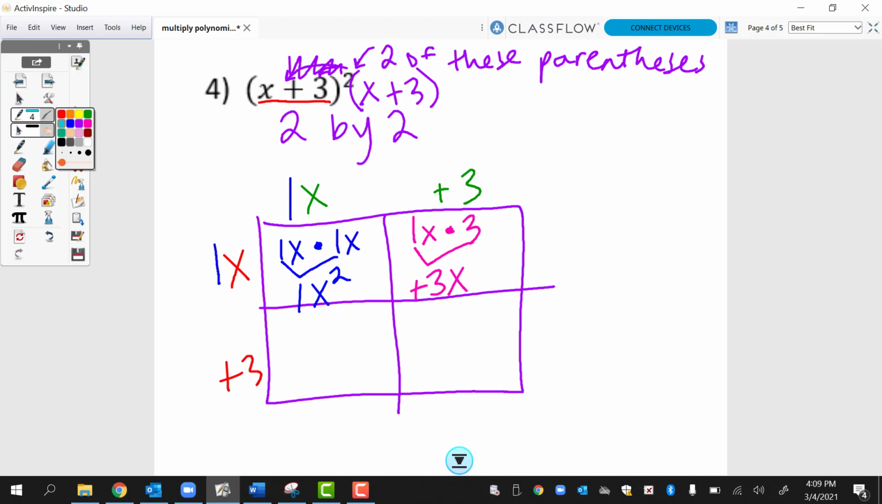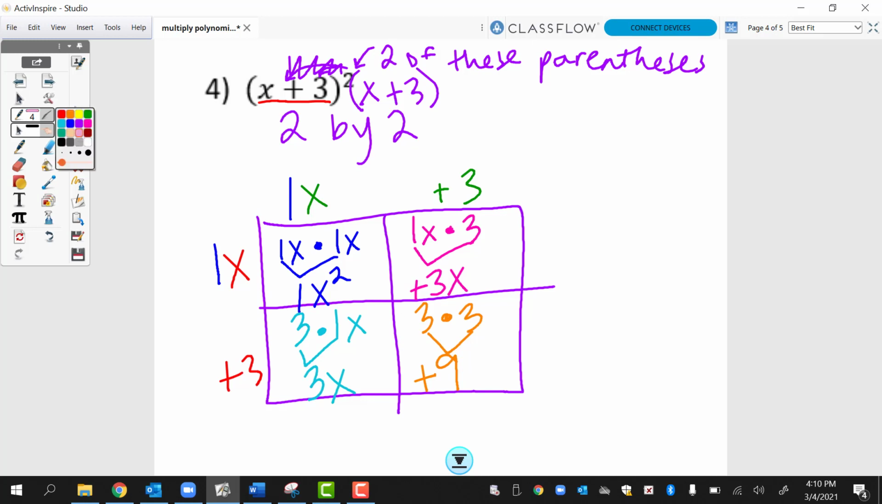Down here we got a positive 3 times a positive 1x. Multiply that. 3 times 1 is 3. How many x's? Just the 1. And then last box over here we have a positive 3 times a positive 3. Multiply our big numbers. 3 times 3 is 9. Positive 9. How many x's? None, so don't put an x.